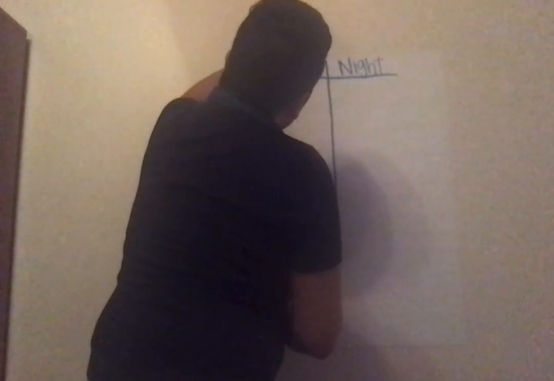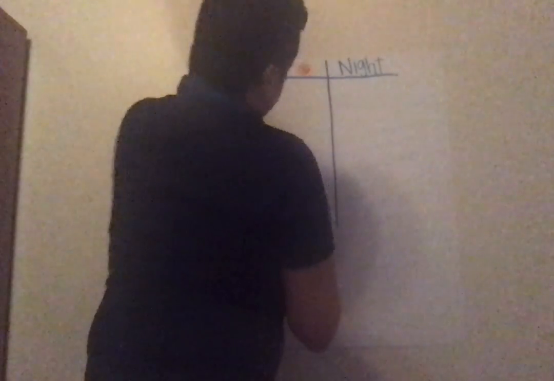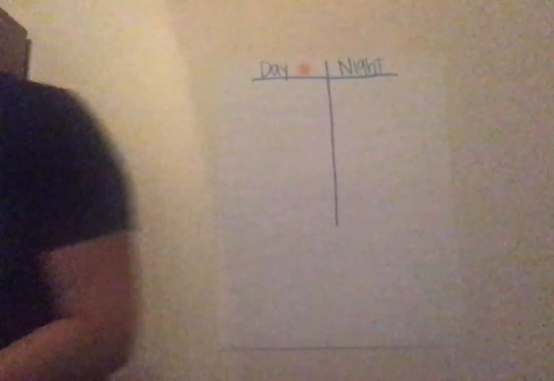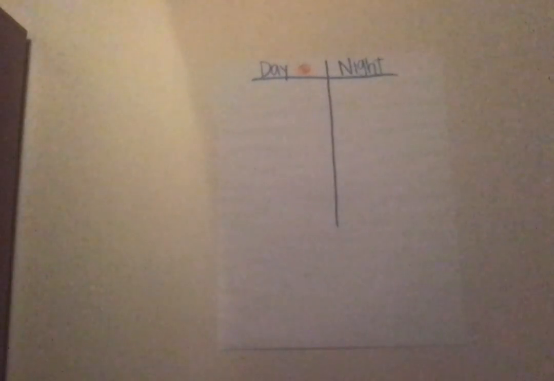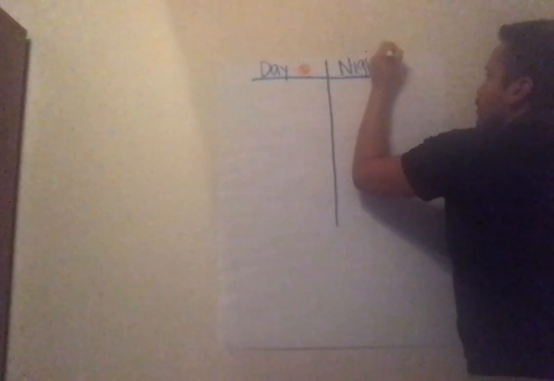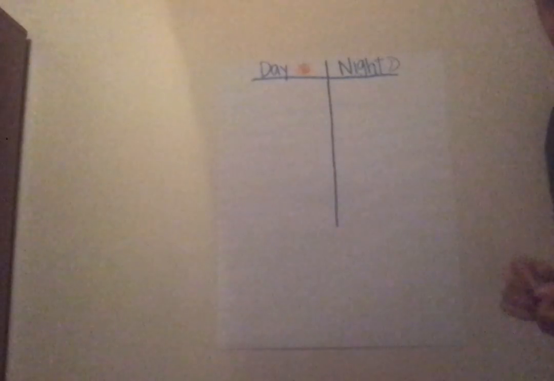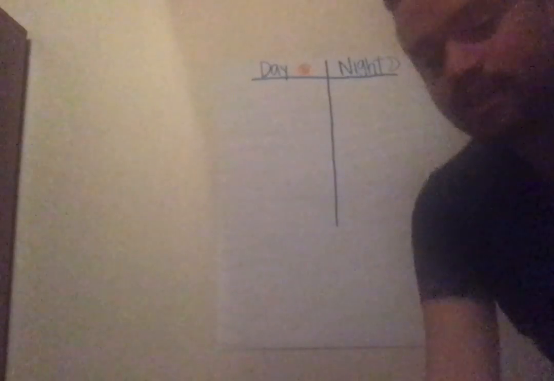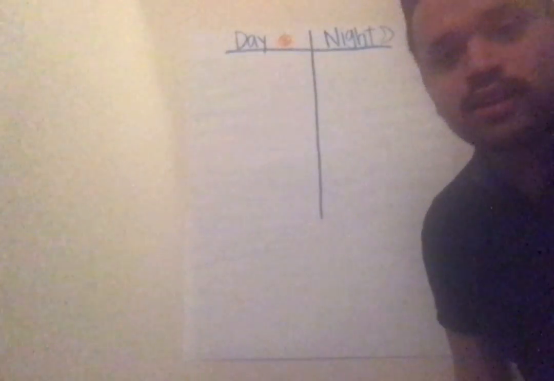So here we go. Here's our sun. Perfect. And on the night side, what do you think I'm going to draw? If you guessed a moon, then you guessed it right. I'm going to draw a moon. So here is the moon. So we have day and night. Get a little bit closer there so I can see the words better. Day and night.